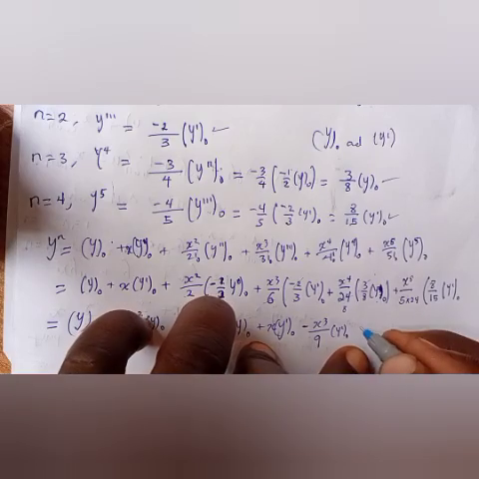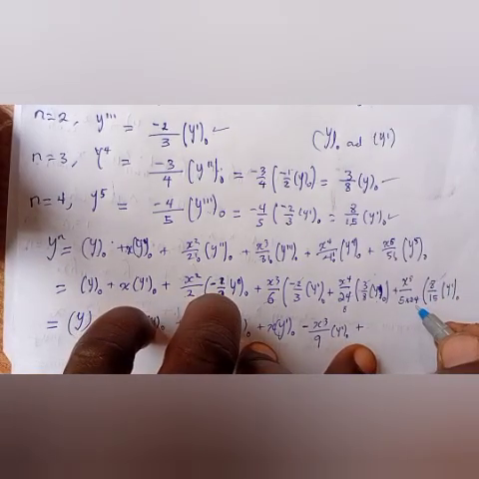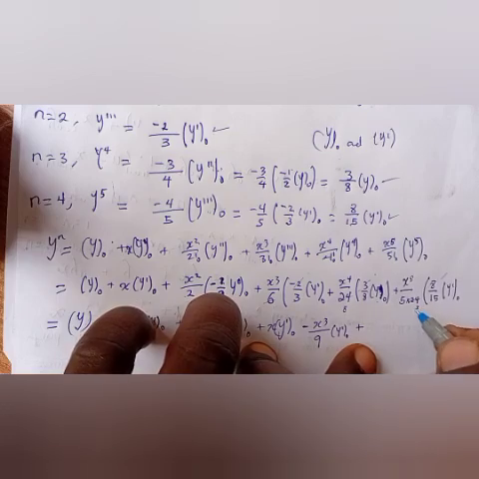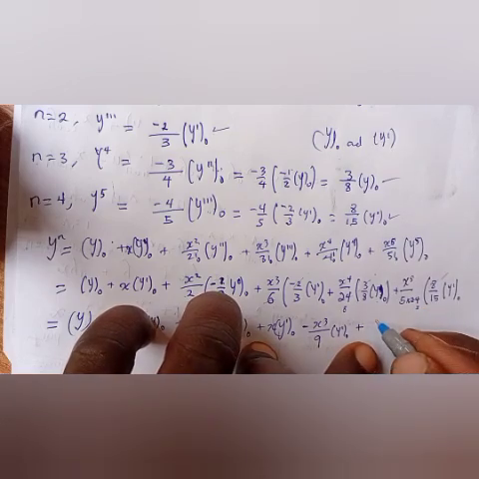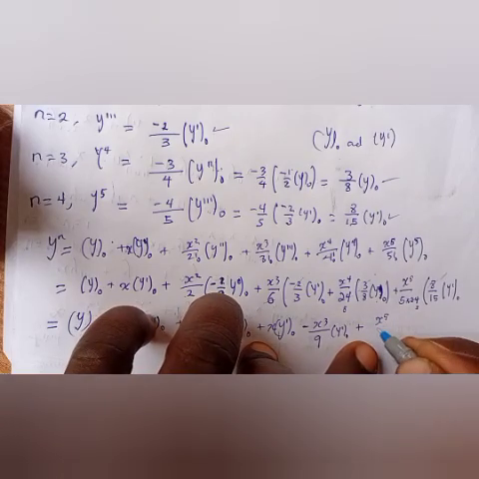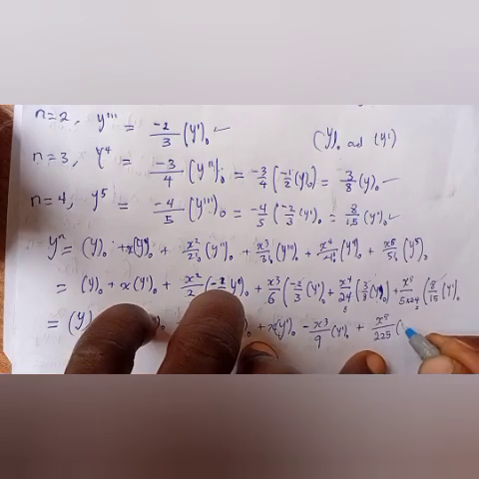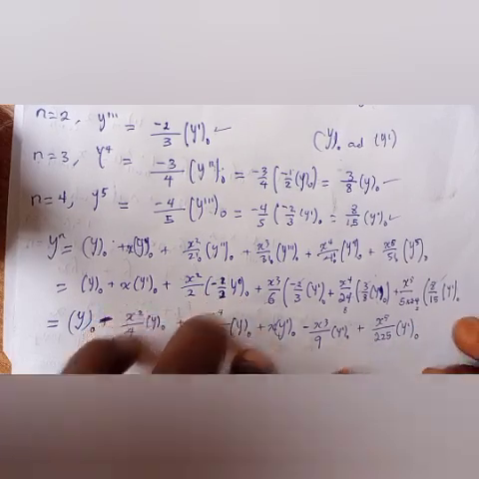Then another one is this, which is positive. So 8 here, 1, 8 here we have 15, 3, that's 15, 15 times 15, that's 225, I think. So x raised to power 5 over 225 y1 naught.